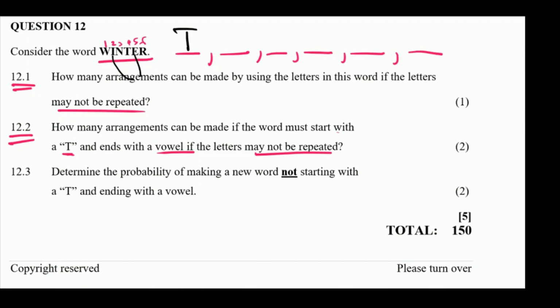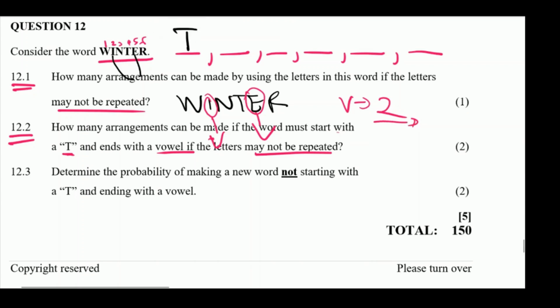So let me write it properly. So it's winter. E is a vowel and I is a vowel. So we have 2 vowels. So V is equal to 2. So we have 2 vowels, right? So they say that it ends with a vowel. So if this is a vowel, how many vowels do we have? We have 2 vowels, right? Yes, we're going to choose one, but we have a total of 2. So there's 2 ways of placing vowels at the end, right?